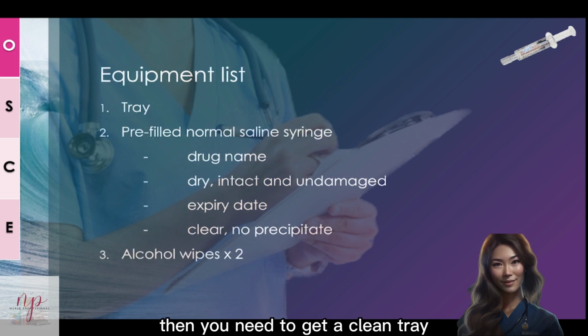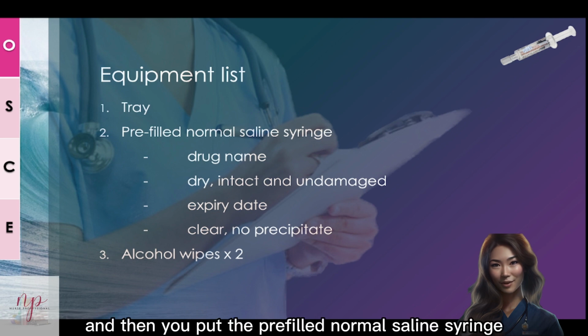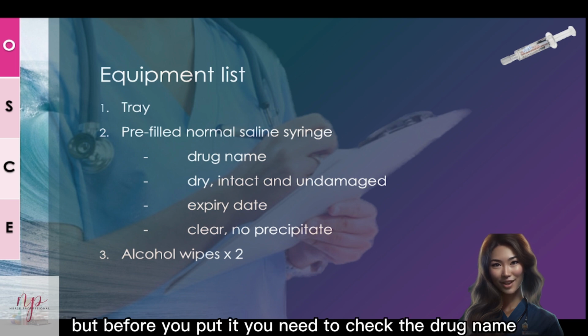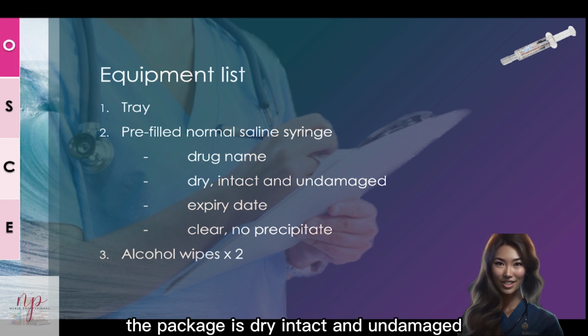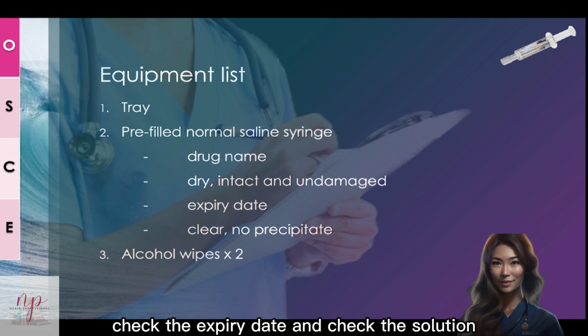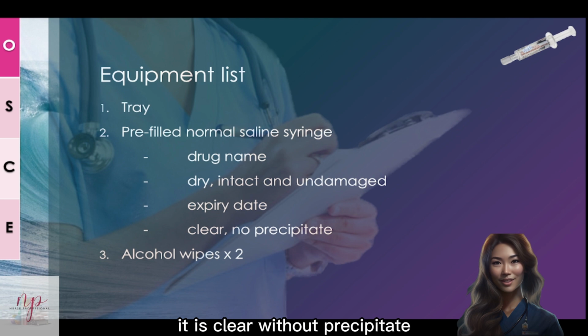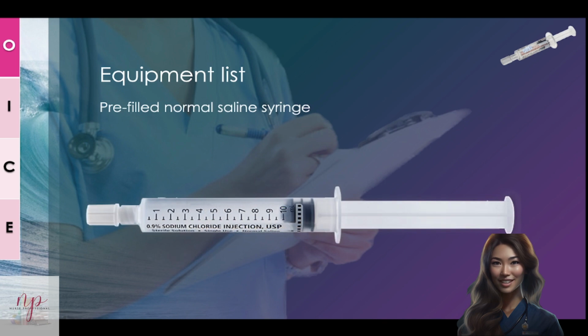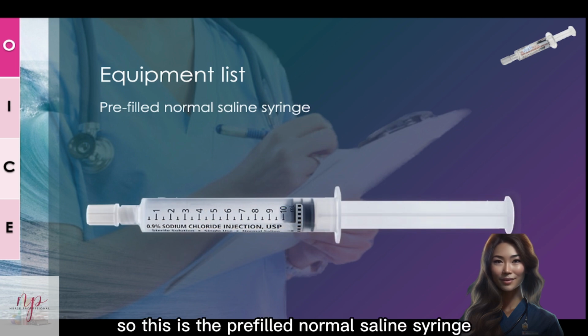Then you need to get a clean tray, and then you put the prefilled normal saline syringe on top of your tray. But before you put it, you need to check the drug name, that the package is dry, intact, and undamaged. Check the expiry date, and check the solution is clear without precipitate. And then you bring 2 alcohol wipes. So this is the prefilled normal saline syringe.